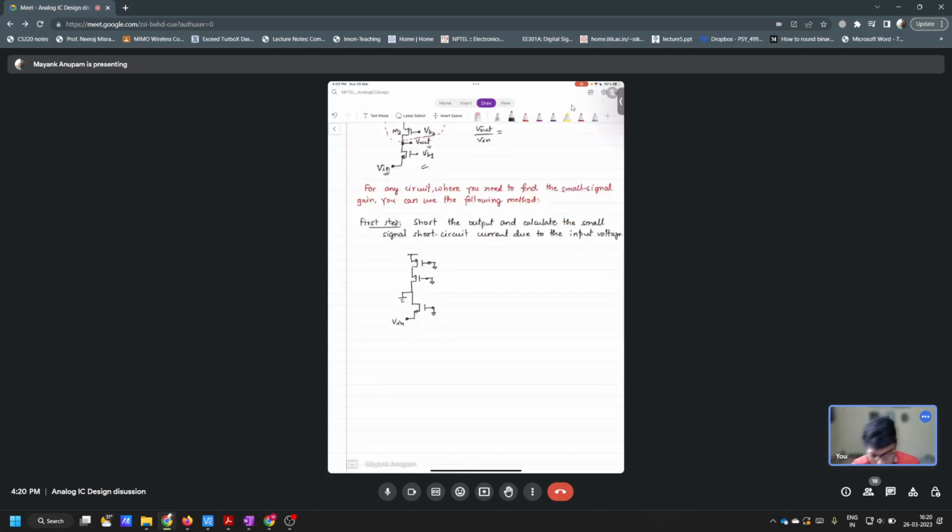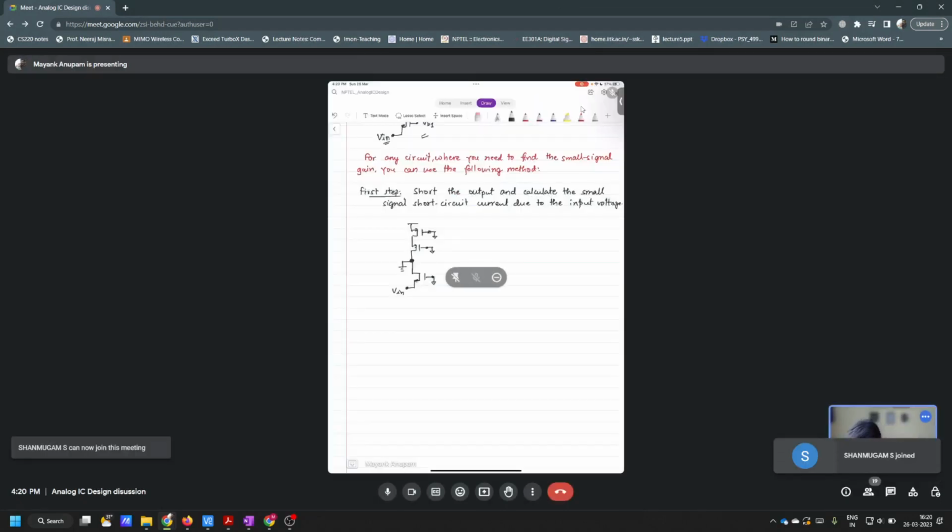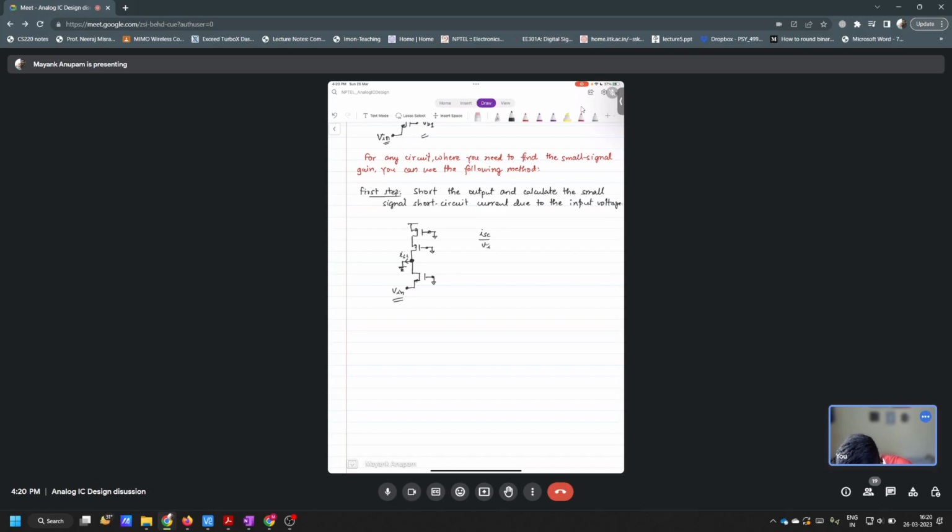So for the first case, we short this place here, and here we shorted it. Because of this input voltage, we find out how much current is flowing into the short circuit ground. This is called ISC. So basically we have to find ISC by V in, which should be small. That will give us the equivalent GM of the whole circuit, the transconductance of the whole circuit.